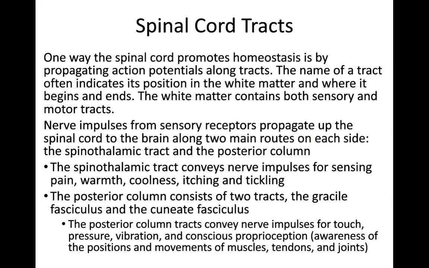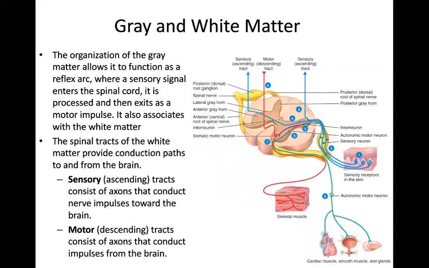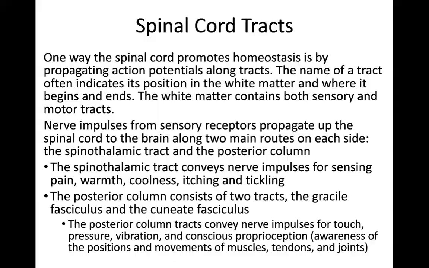But overall, what you'll want to know is what the posterior column conveys, which is sensations for touch, pressure, vibration, and a kind of complicated sensation, what we call proprioception, which involves information around our muscles, tendons, and joints, especially position and the movement associated with those different things. So those are ascending tracts going up, associated with sensations. That's why we also call ascending tracts sensory tracts, as you see here on the previous page.